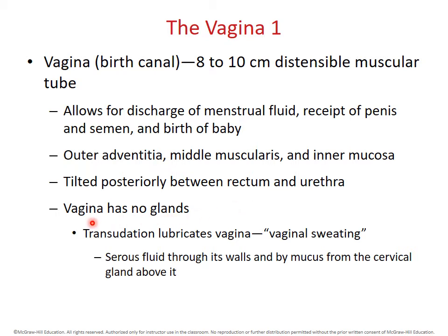The vagina technically has no glandular tissue in it, though there is a kind of leaking of serous fluid through its walls, ultimately coming from blood vessels. This is known as vaginal sweating. And so even though there is technically no glandular tissue, the leakage of fluid, ultimately from blood plasma, helps lubricate the vagina during intercourse and delivery.